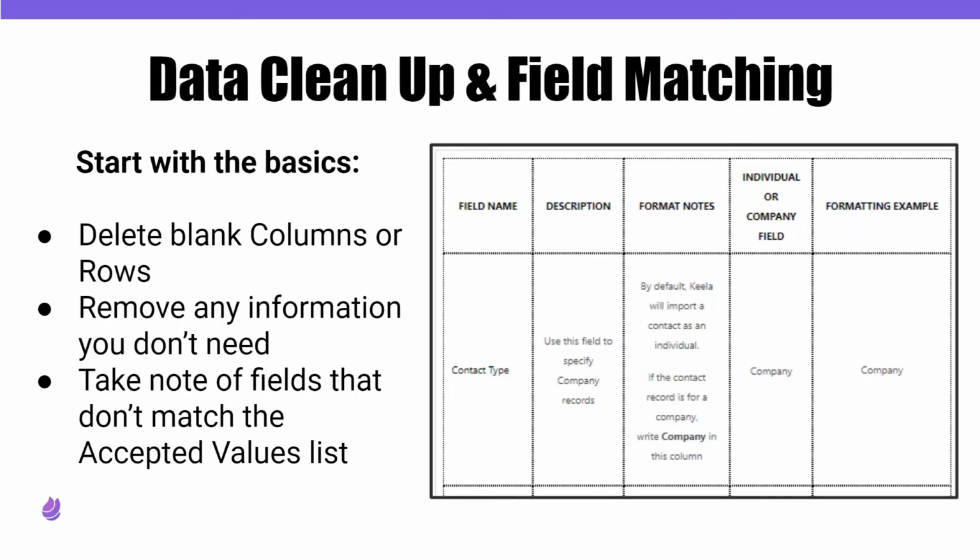So by default, Keela will import any contact as an individual. If the contact record is for a company, write company in this column. It's important to note that it must be company, capital C. Don't write organization, don't put church or school, it must be company, because this is just telling us what the contact type is. Individual or company field, put company. Formatting example is company. So sometimes there'll be specific formatting examples that we'll put in here.